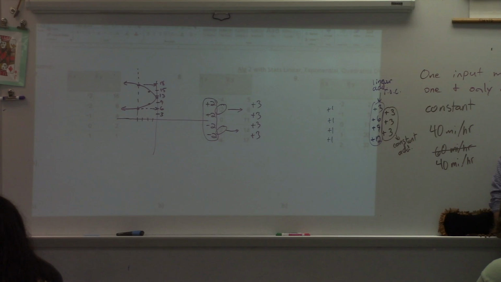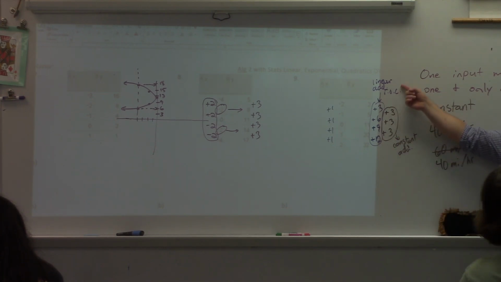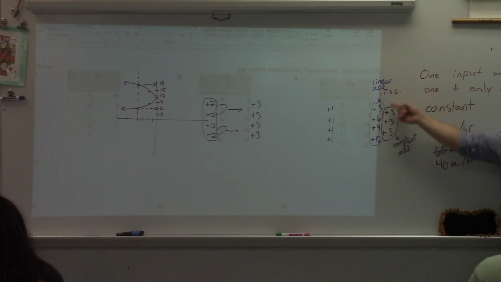Okay. Yes, ma'am. Well, what makes a quadratic quadratic? It's quadratic because it has a linear additive rate of change. And then show me the linear additive rate of change on the table. Notice the rate of change for a quadratic is not constant. The rate of change for a quadratic is linear additive.